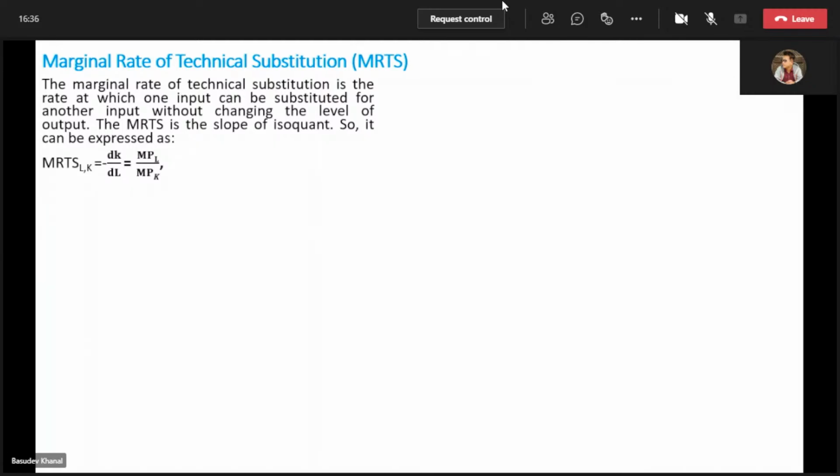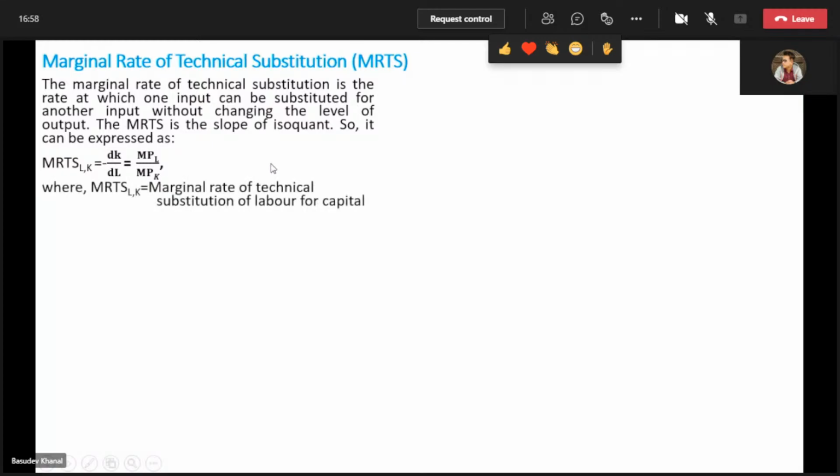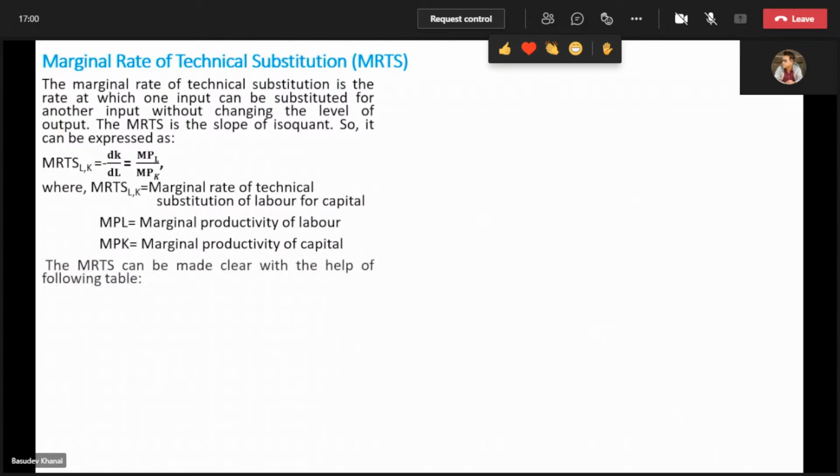Mathematically, it is expressed as marginal rate of technical substitution of labor for capital. This MRTS LK is read as marginal rate of technical substitution of labor for capital, equal to minus dK by dL, that is marginal productivity of labor by marginal productivity of capital. It can be made clear with the help of the following table.